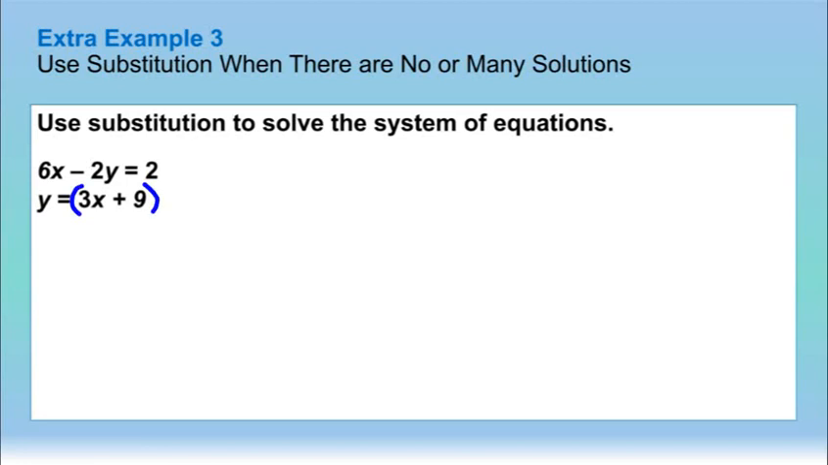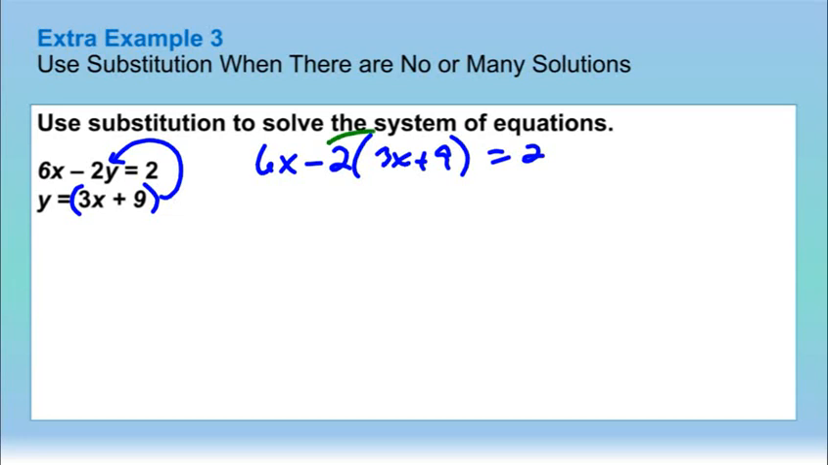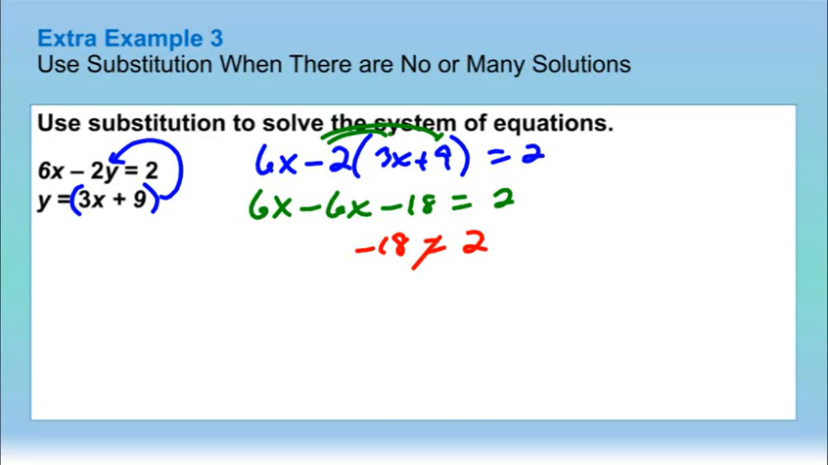Next, substitute this in for y, so 3x plus 9, so I have 6x minus 2 times (3x plus 9) equals 2. Distribute the negative 2, and I get 6x minus 6x minus 18 equals 2. On the left-hand side, I'm left with negative 18 equals 2. Negative 18 does not equal 2, therefore we have no solution. No number in there would make them equal. This is also no solution because the lines are parallel. They have the same slope, which means they never cross.